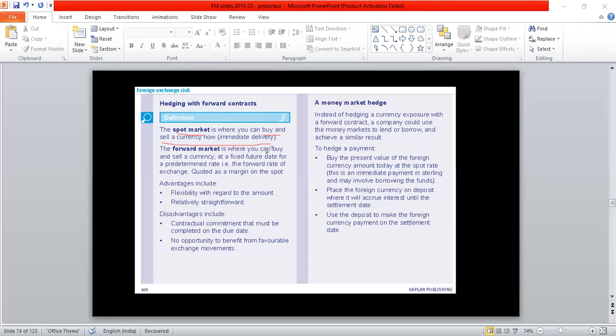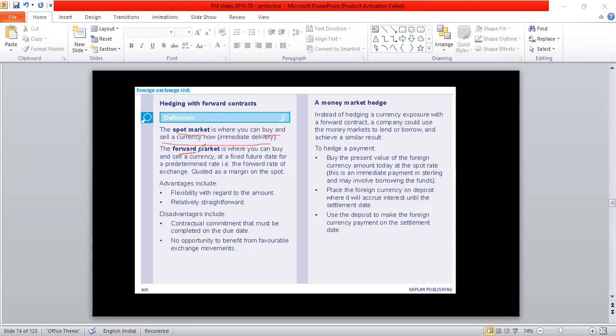A forward market is where you can buy and sell currency forward, which we are talking about. Spot is on the spot, as we say, immediate. Forward market is where you can buy and sell a currency at a fixed future date for a predetermined rate. That is the forward rate of exchange.